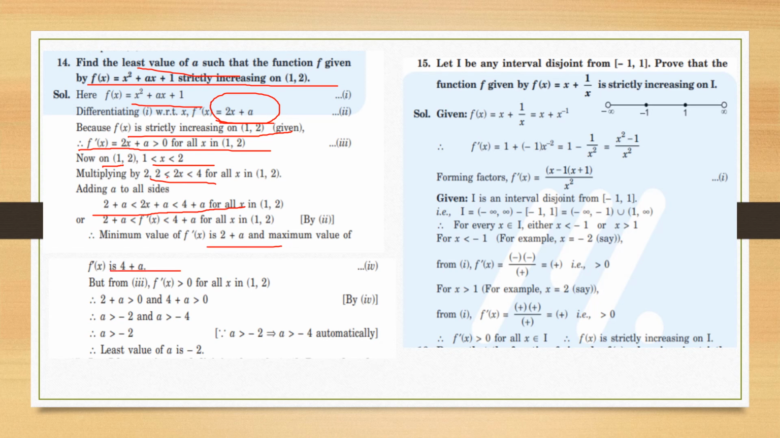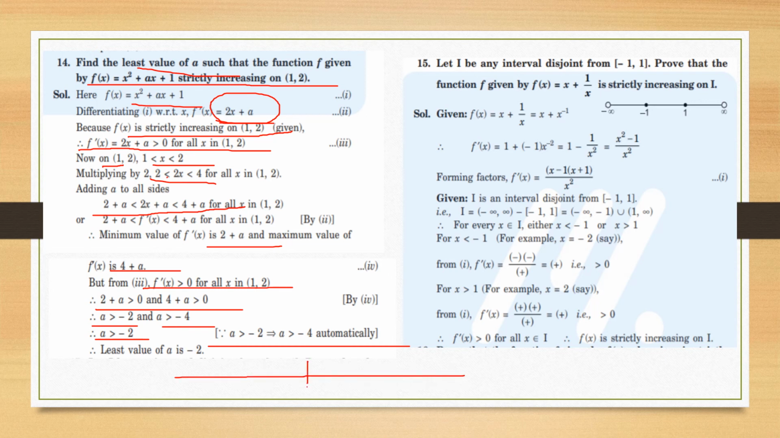But I know that my derivative should be positive for a strictly increasing function. That means both these values should be positive. That is, a is greater than -2, a is greater than -4. So a is greater than -2. Why? Because if a is greater than -2, a greater than -4 is automatically there, right?